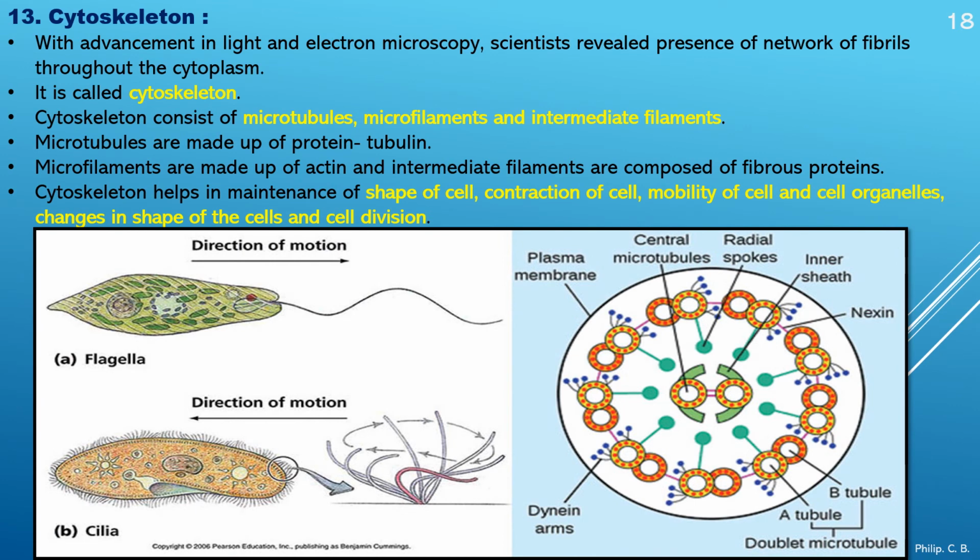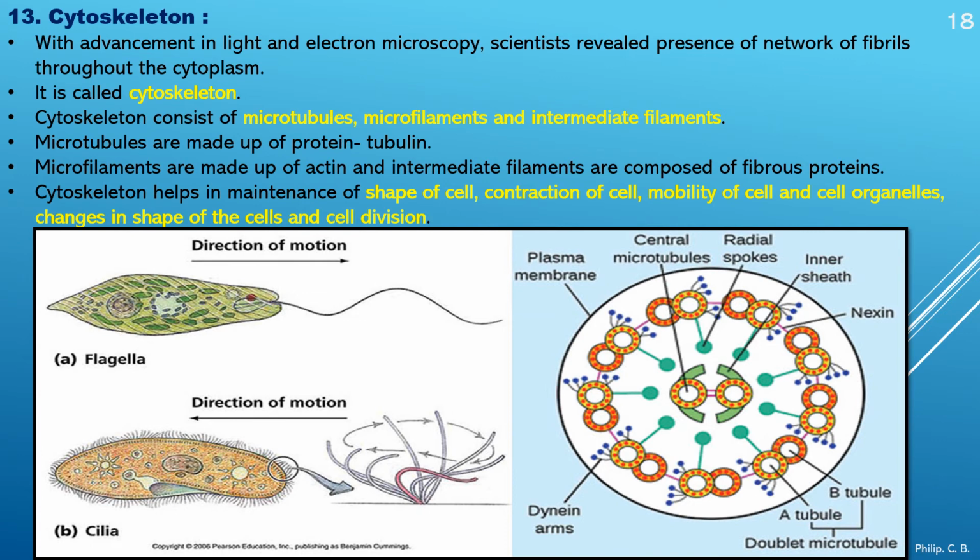Okay, then next, cytoskeleton. With advancement in light and electron microscopy, scientists revealed the presence of a network of fibrils through the cytoplasm. It is called the cytoskeleton. Cytoskeleton consists of microtubules, microfilaments and intermediate filaments. So three parts are there. Now repeat the terms: microtubules, microfilaments and intermediate filaments. Now take one by one.